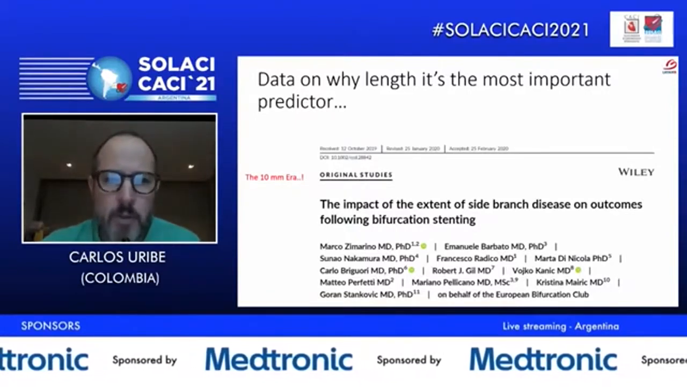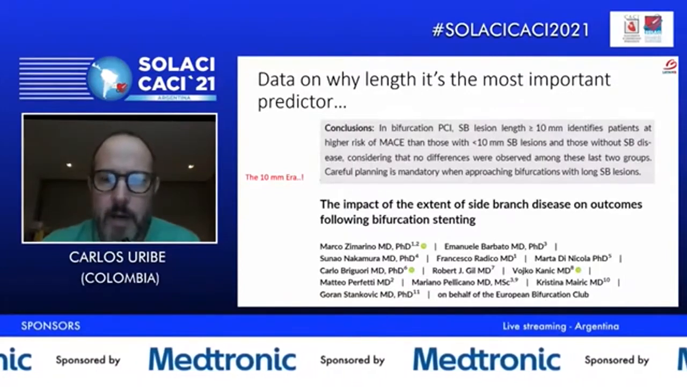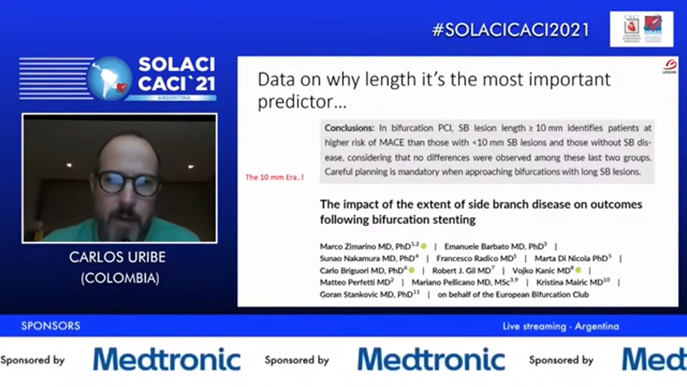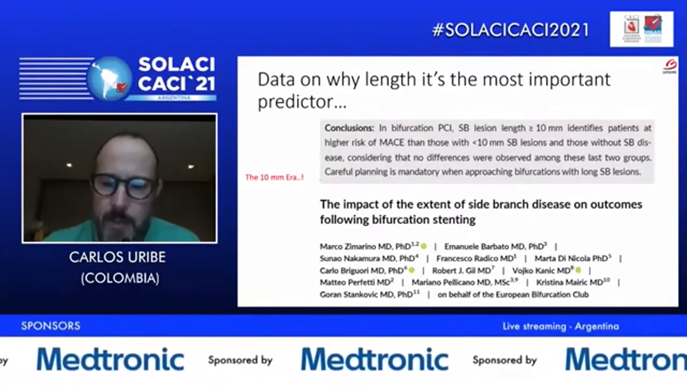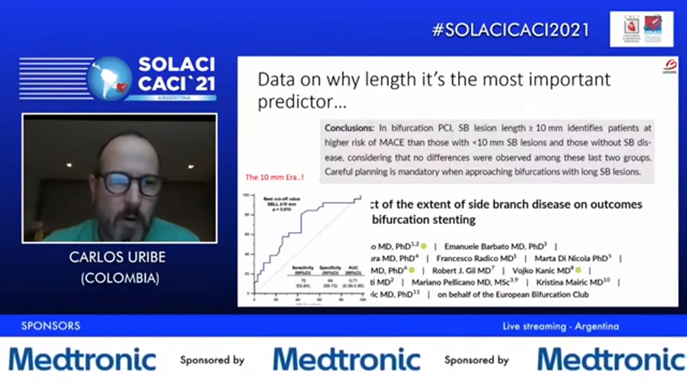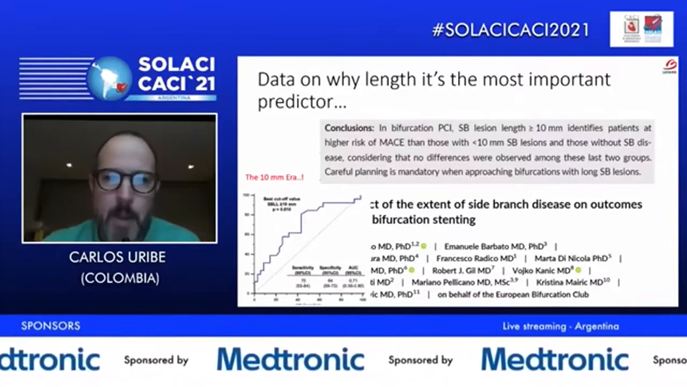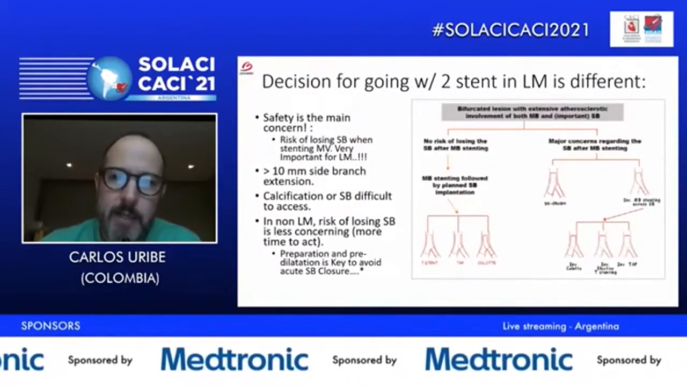based on the PBI registry, and that stated that the 10 millimeter length is the most important marker to define the involvement of the side branch and ostial stenosis, and so 10 millimeters is the one that adapted best.